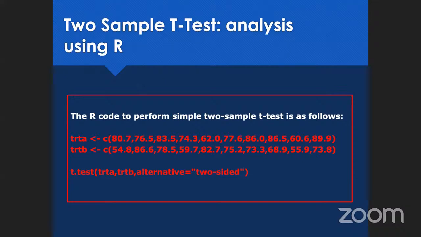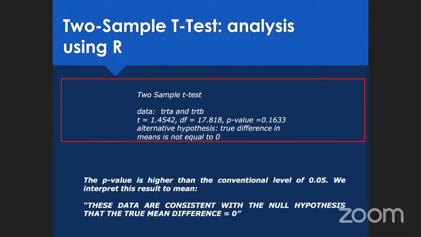So entering or coding the data into R to perform a simple two-sample t-test gives the following result, which gives a p-value that is higher than the conventional level of 0.05. So we interpret this result to mean that these data are consistent with the null hypothesis, so that the true mean difference is actually equal to zero.